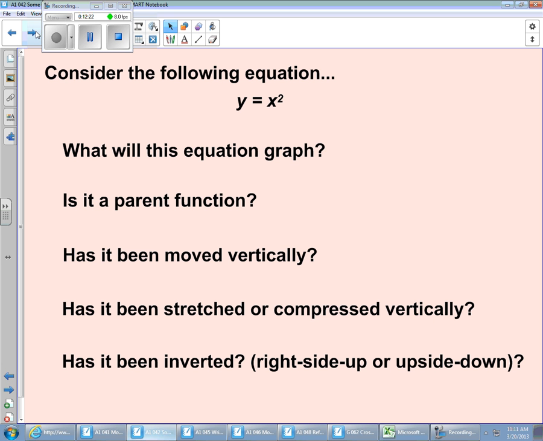This guy has a particular name. Say again? Parent function, exactly. Okay, it's the parent function. How do you know it's a parent function? Or how do you know any function is a parent function?